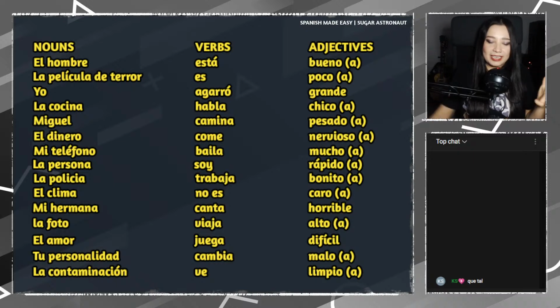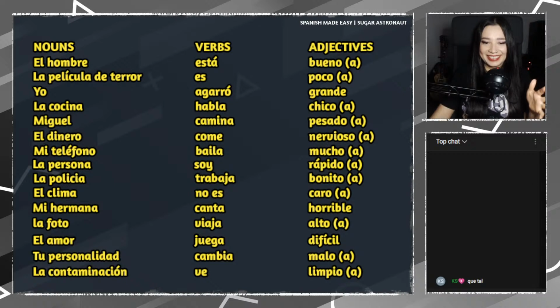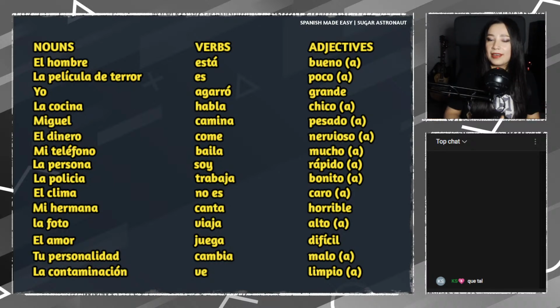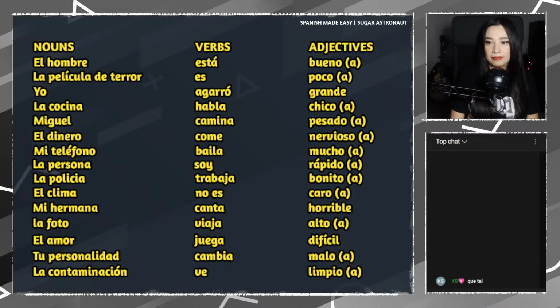Okay. How do sentences work in Spanish? What do we need to know? We have right here a bunch of words. And the title of this lesson, as I said before, is Constructing Sentences in Spanish. Right? Practice constructing sentences in Spanish. That's right. So we have nouns, verbs, and adjectives. That is what you need when constructing a sentence, pretty much in every language.